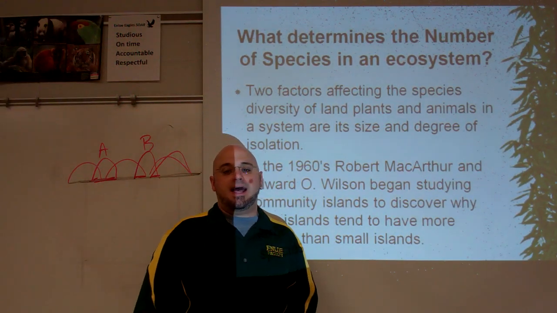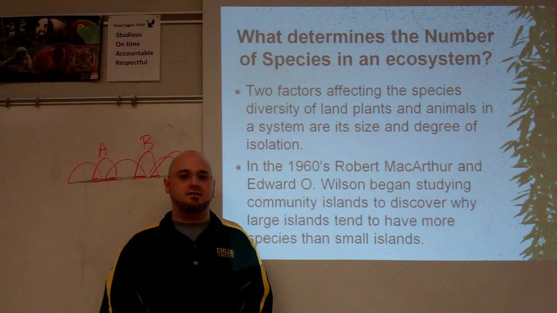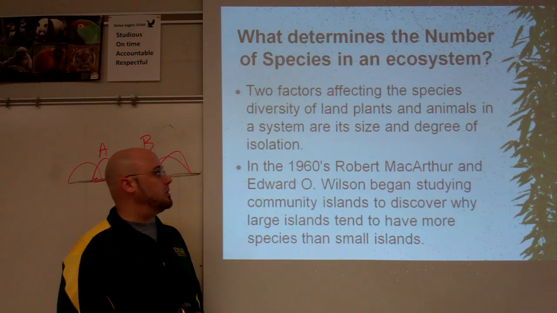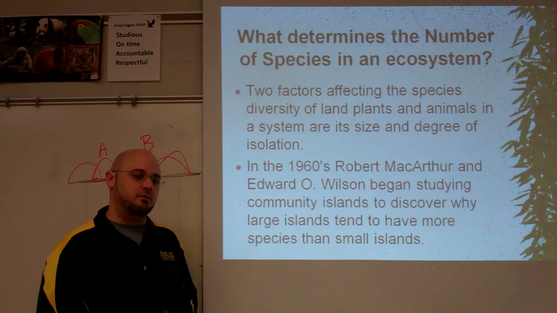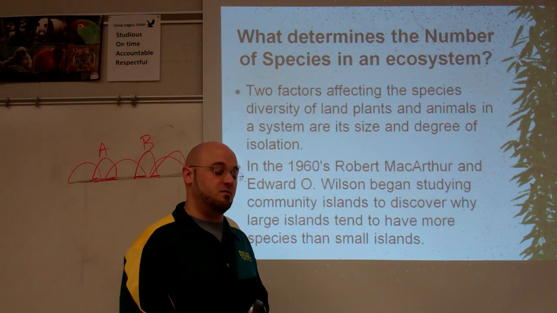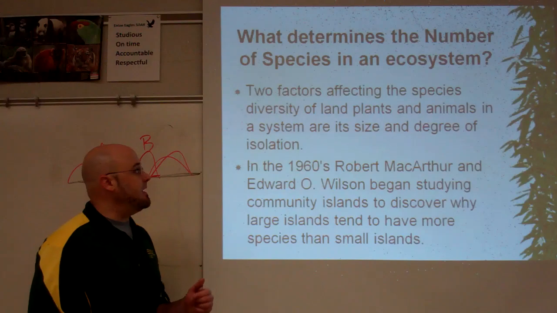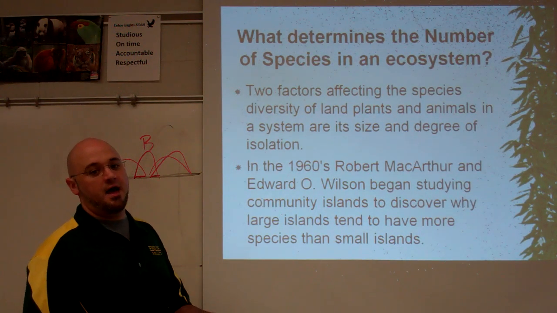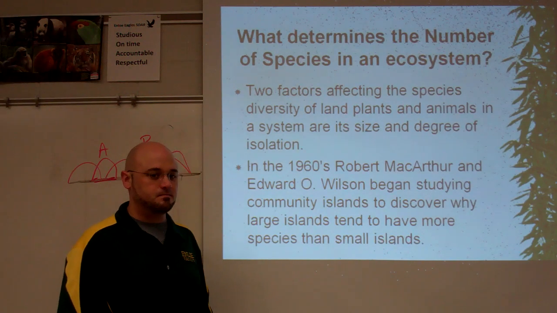Okay, we're into our last session on succession and community development. Today we're going to look at how we can determine the number of species that would be living in an area, species diversity. There are two major factors that affect the species diversity of an area, and that is its size and degree of isolation.